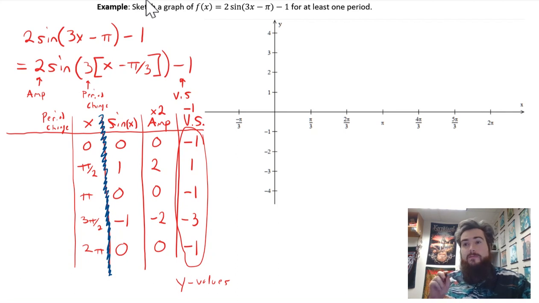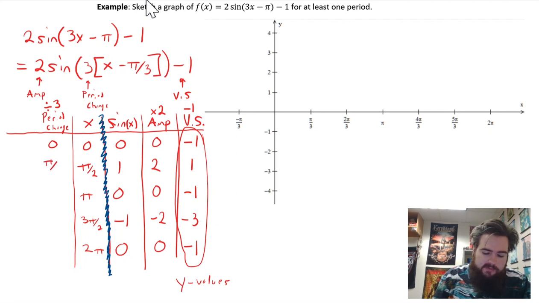However, that value of 3, which is multiplying on the inside, I am not going to multiply my new x values. What I'm going to do is actually divide. So I'm going to do the other operation, or the opposite operation. I will divide by 3 in this case. That will give me 0. Pi halves divided by 3 is pi over 6.